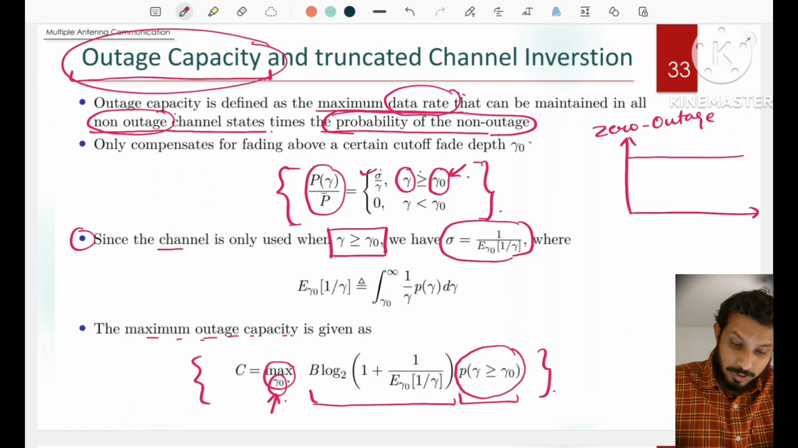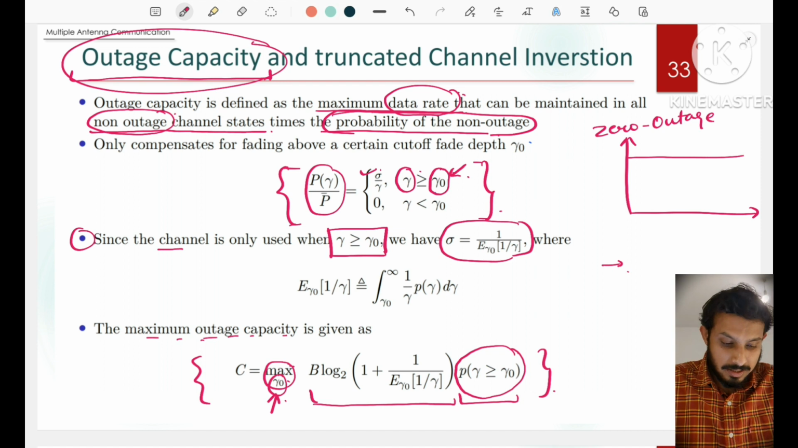So with this, we have covered the capacity in flat fading, where the receiver knows the value of CSI, and where the transmitter knows the values of CSI. When the transmitter knows the value of CSI, we have seen zero outage capacity and outage capacity. And now we know what we mean by channel inversion and what we mean by truncated channel inversion.